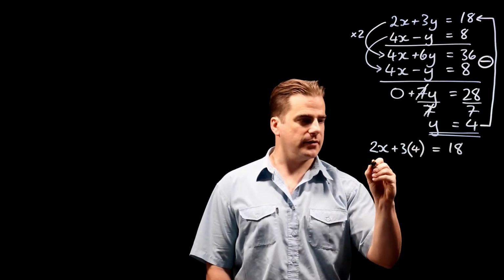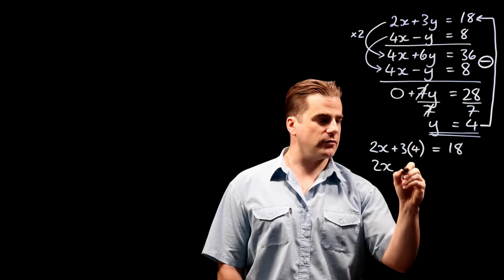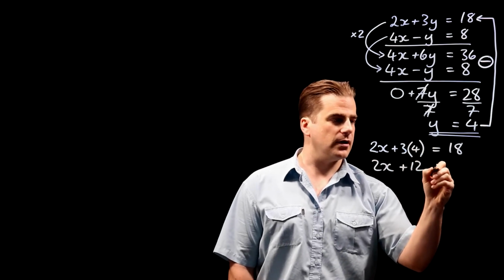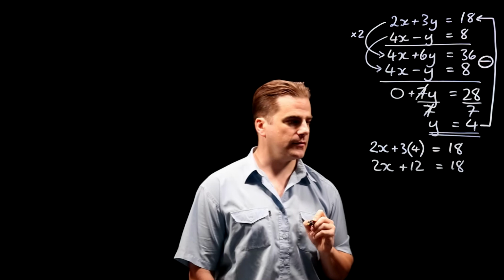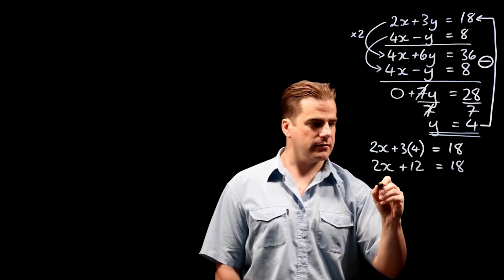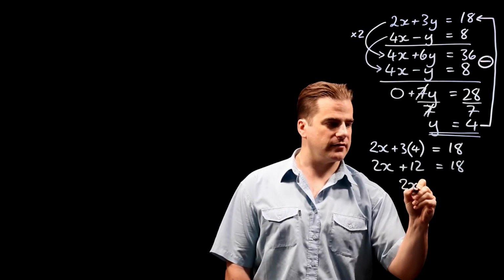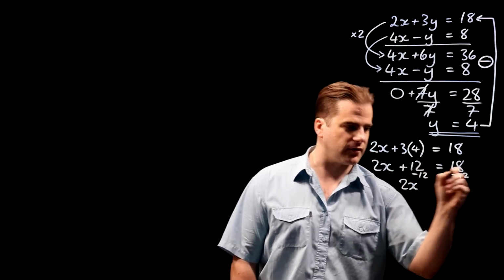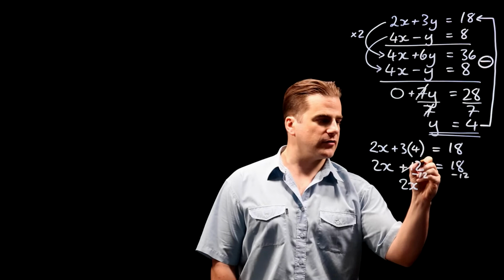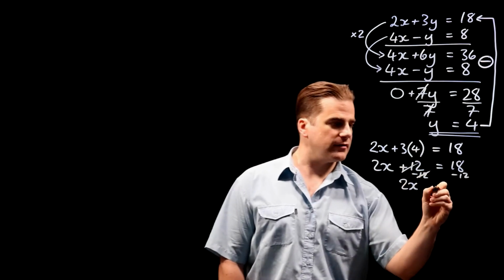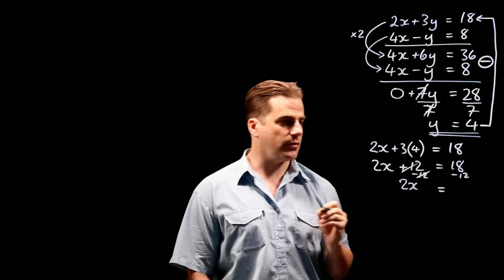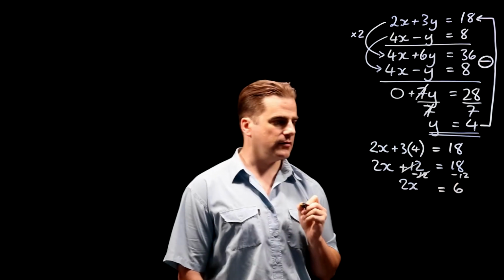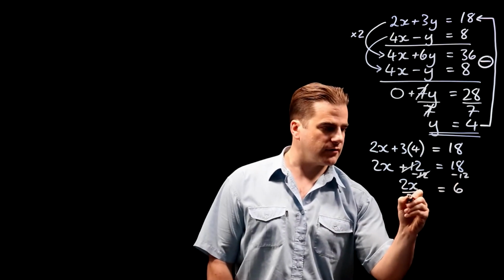Multiply out the bracket. We get 2x, 3 times 4 is 12, plus 12 is 18. Take the 12 over there. We get 2x. By subtraction, I'm going a bit fast. We're going to subtract 12 from both sides. Plus 12 minus 12 is gone. So we're left with 2x equals 18 minus 12 is 6. Divide both sides by 2.